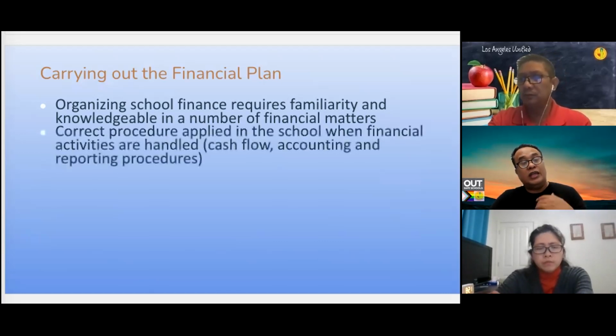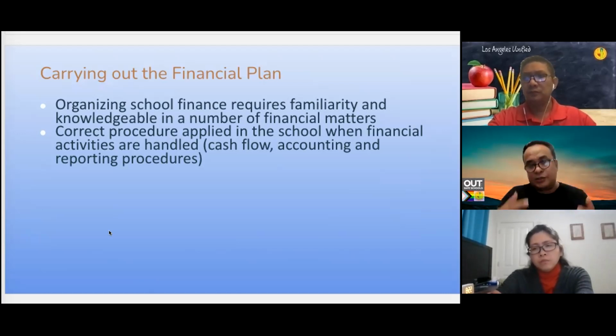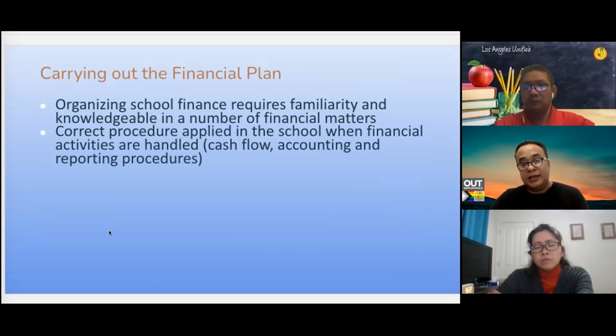Also, we need to know the correct procedure applied in the school when financial activities are handled. That includes, as I said earlier, how cash flow, accounting, and reporting procedures work. In most cases, schools have separate staff who deal with the financial matters, because administrators are the ones deciding. But when it comes to tracking the cash flow and accounting, most schools tend to hire someone who works on those.